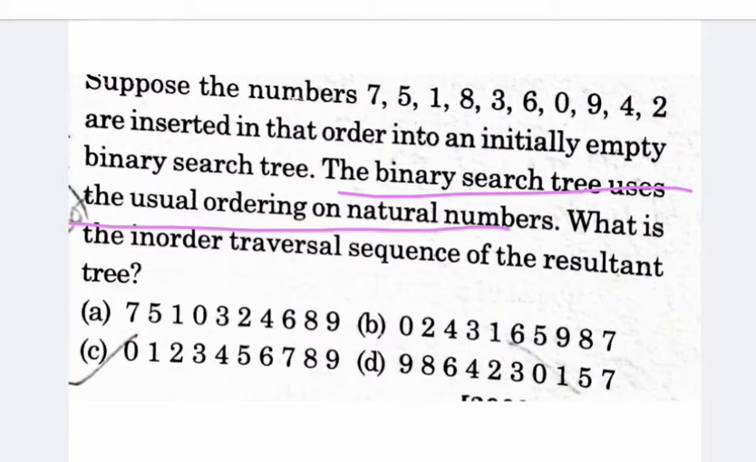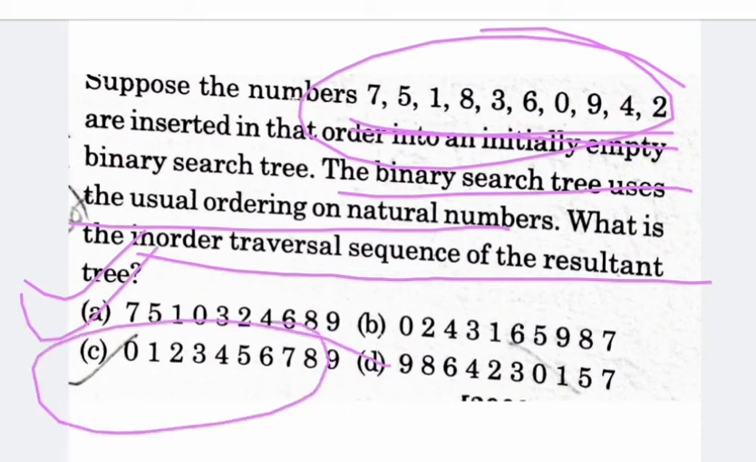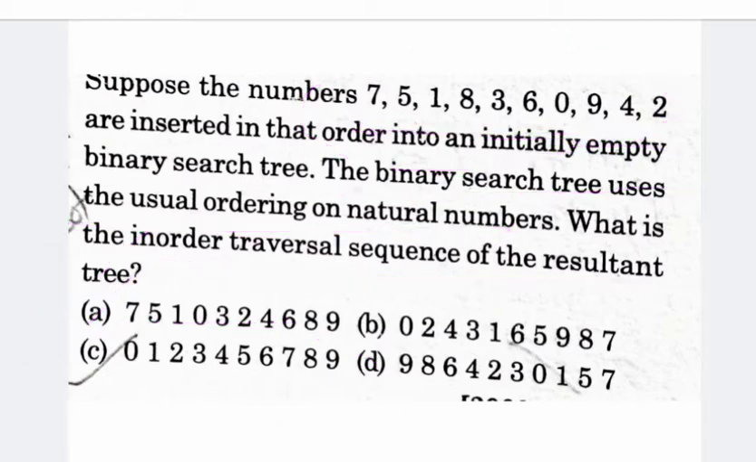So we just take the given elements and sort them in increasing order. When we sort in increasing order, we get the in-order traversal sequence of the resultant tree. So we can easily say that option C is the correct answer. We don't need to do anything else, we just arrange it in increasing order. So option C is the correct answer. Now come to the next question.